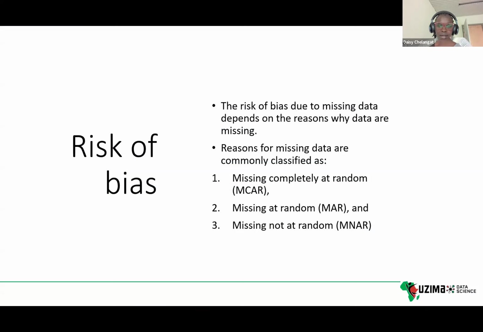So there are 3 classifications for missing data. Missing data are classified into three categories. One is you can say that missing data is missing completely at random, or missing at random, or missing not at random. So we will briefly look at each of these missing data patterns before going into how to handle missing data.